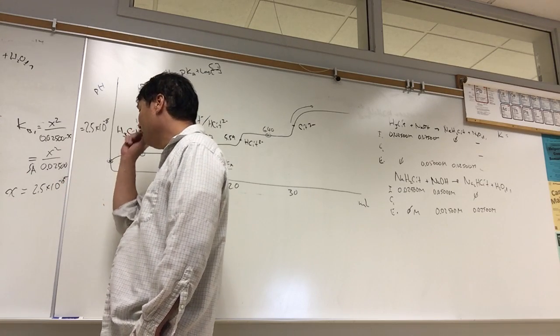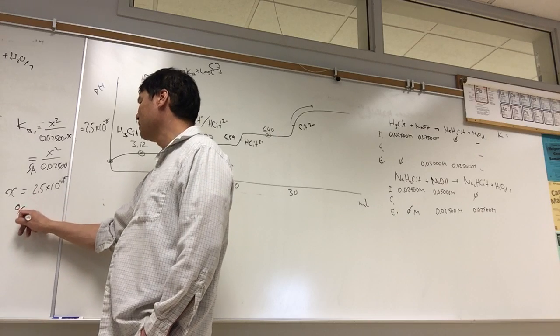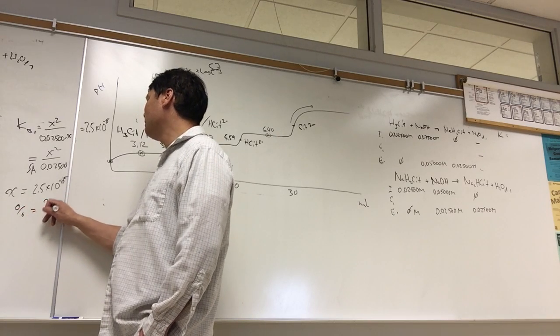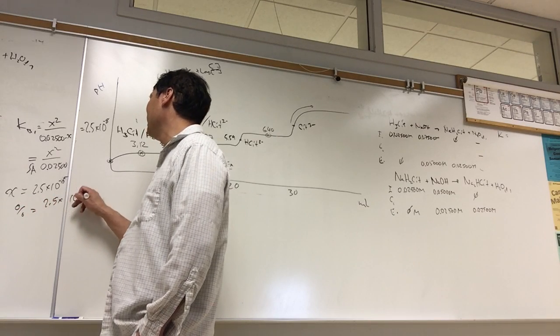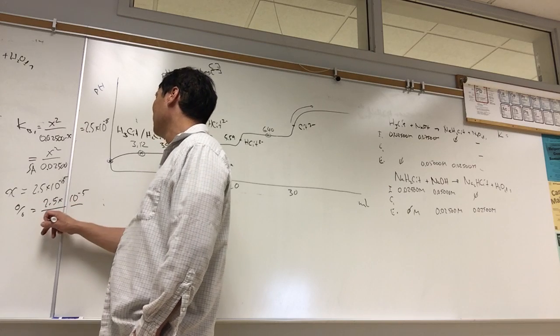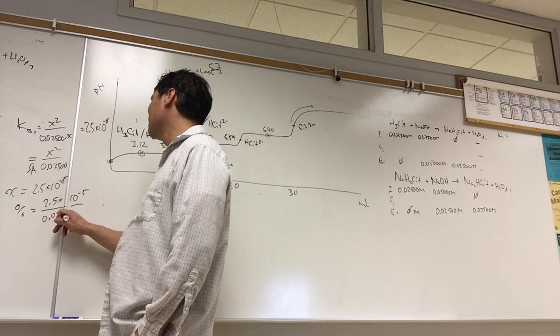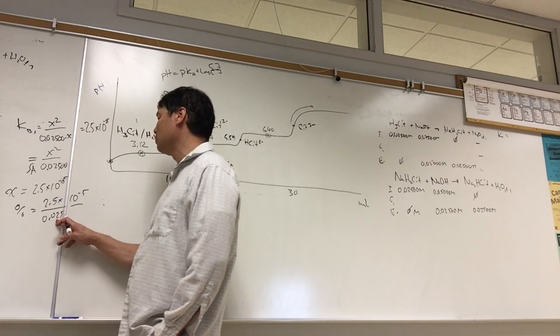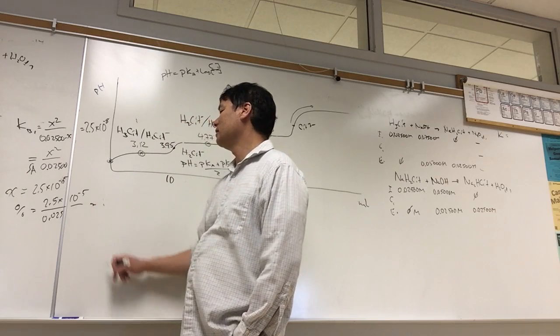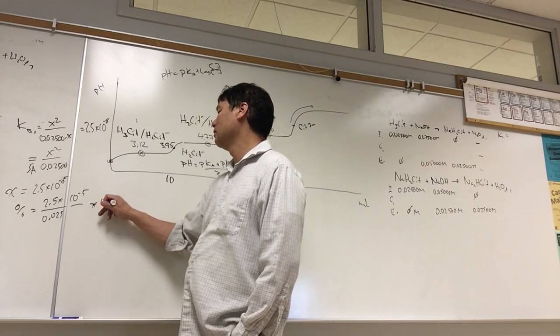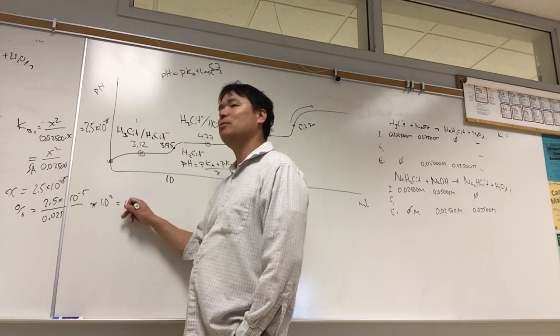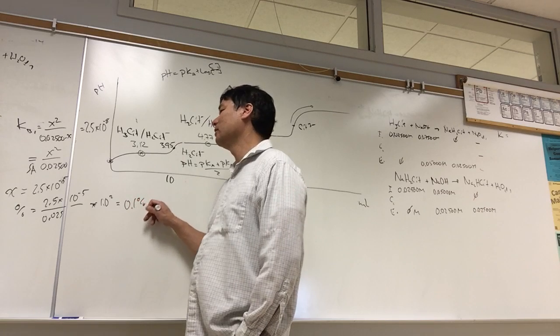Okay, let's calculate a percent change. A percent change would be 2.5 times 10 to the negative 5th divided by 0.025, or 2.5 times 10 to the negative 2. And so this gives us times 10 squared, 100%, which is 0.1%. All right, then we're good.